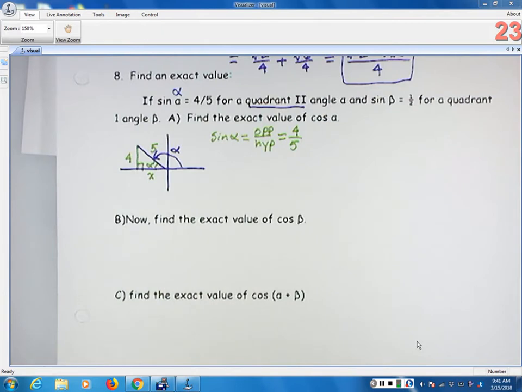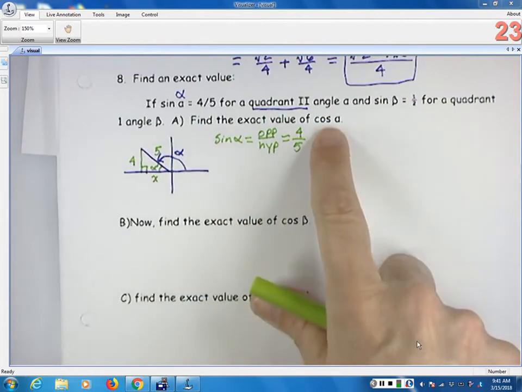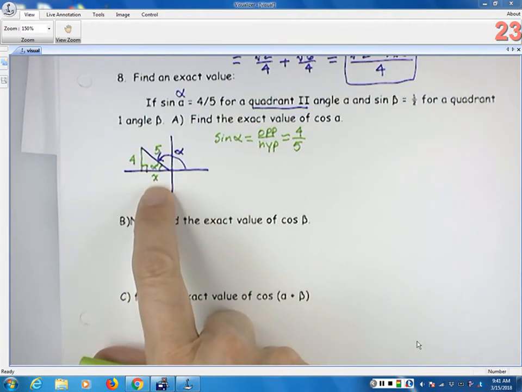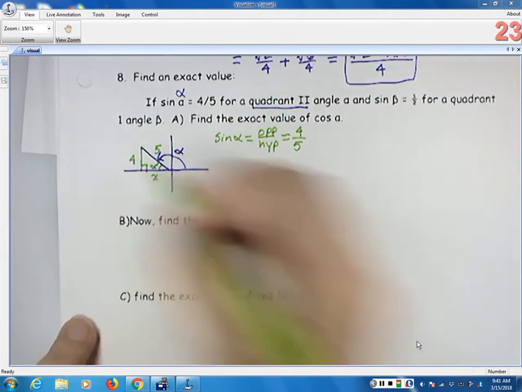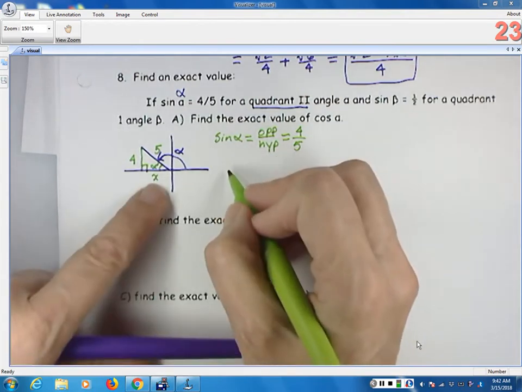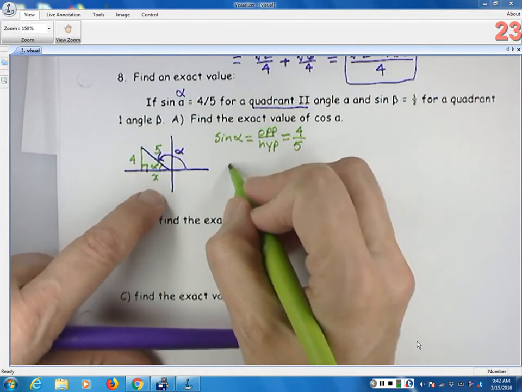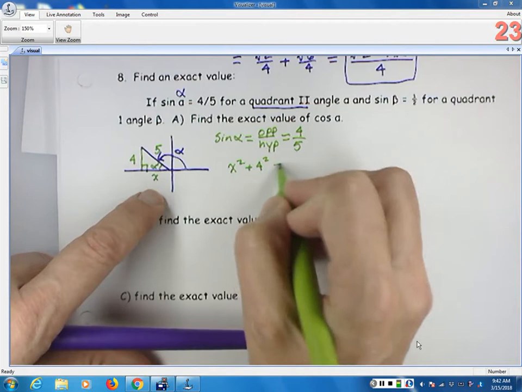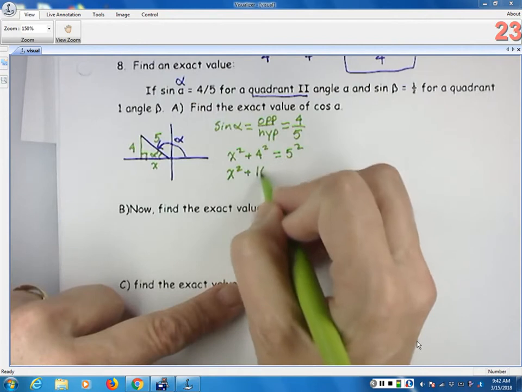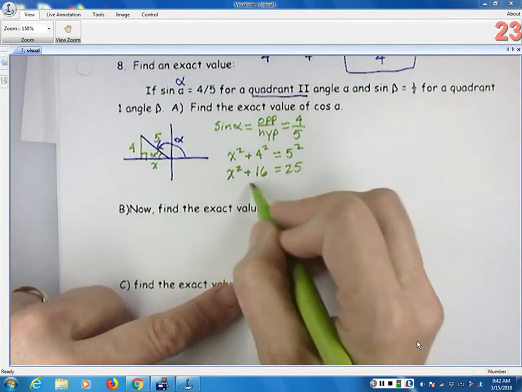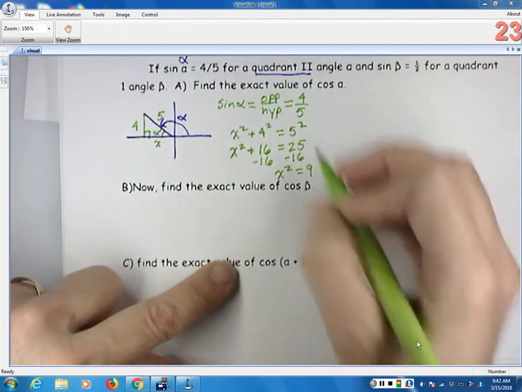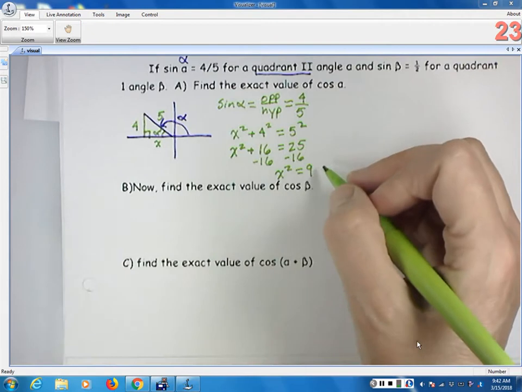Okay? Part A asks for the exact value of cosine alpha. So you need to find X. So you're going to use the Pythagorean theorem. Anytime you have a right triangle and you have two sides, you can find the third side by taking the leg squared added together equals the hypotenuse squared. And that's x squared plus 16 equals 25. Subtract the 16. X squared equals 9. So x equals, you take the square root.